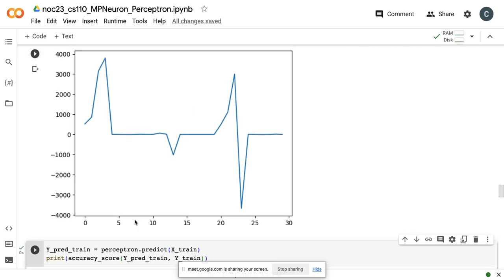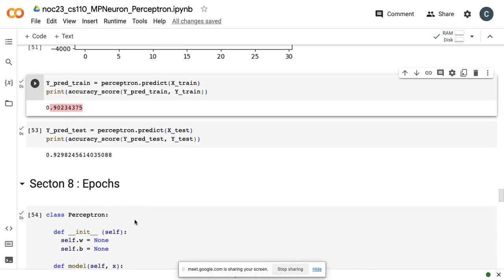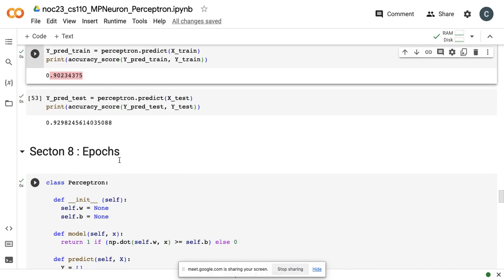I will take the questions at the end, once these hyperparameters are finished, and then I will come back to that. The first hyperparameter is epoch.